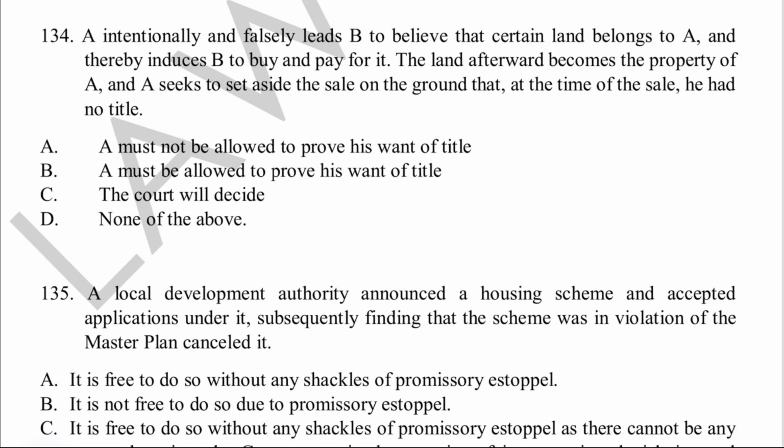Question 134. A intentionally and falsely leads B to believe that certain land belongs to A and thereby induces B to buy and pay for it. The land afterwards becomes the property of A and A seeks to set aside the sale on the ground that at the time of sale he had no title. Option A: A must not be allowed to prove his want of title. B: A must be allowed to prove his want of title. C: the court will decide, and D: none of the above. It is option number A. And which section? Section 115, illustration A.